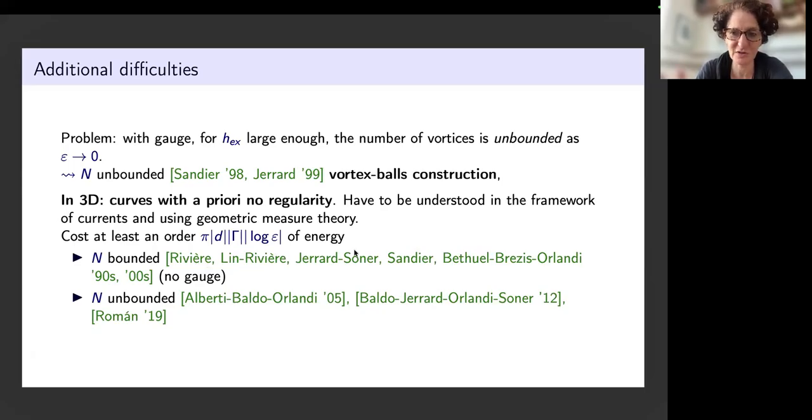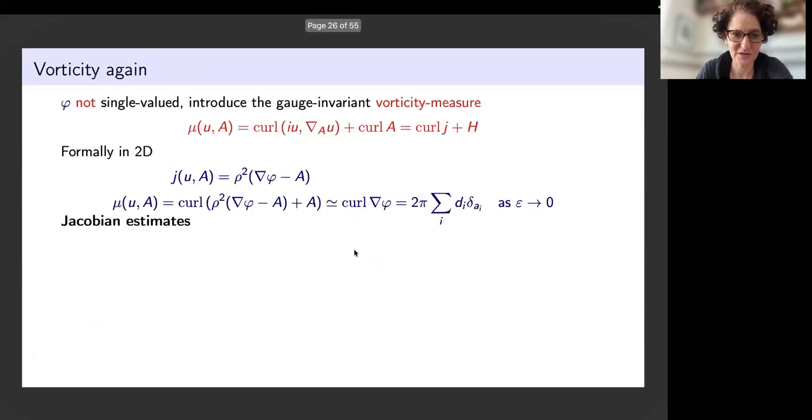Okay, but usually it was not done for the full model. It was for the simplified model without gauge. Okay, so I go back to the vorticity, which I defined before, and the current.